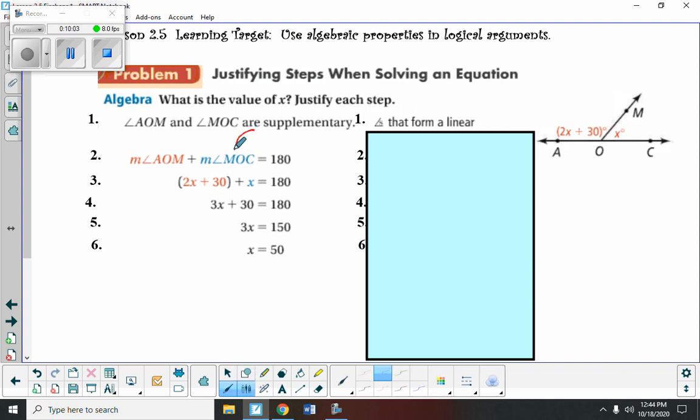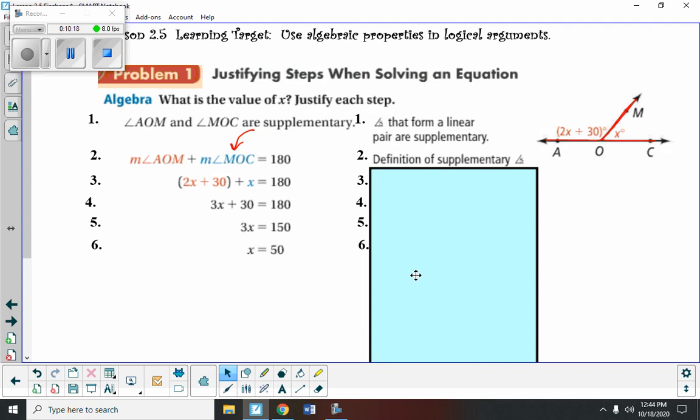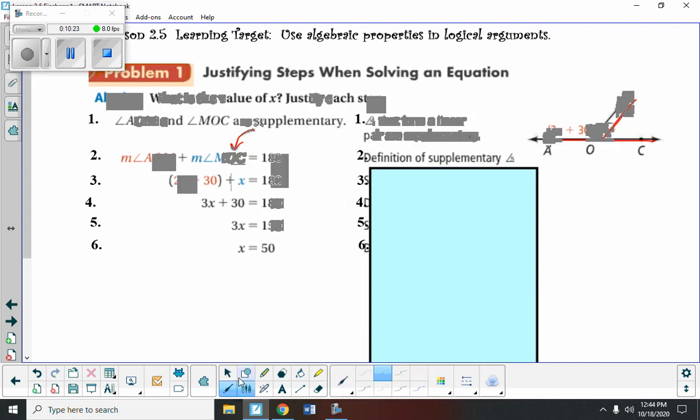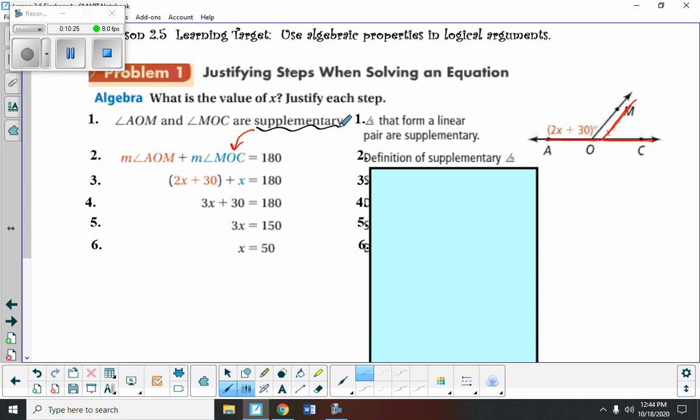Well, if they're supplementary, if you add the two angles, the measure of angle AOM and the measure of angle MOC, they add up to 180. Well, the reason for that is because of the definition of supplementary. The definition of supplementary is they add up to 180. So now, this is interesting. If we look at how they went from step 2 to step 3, what changed?